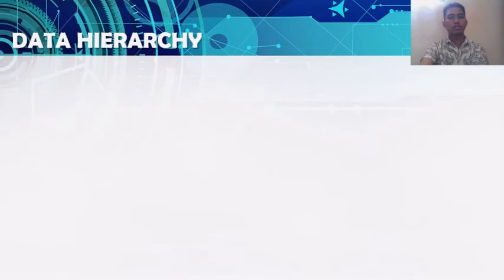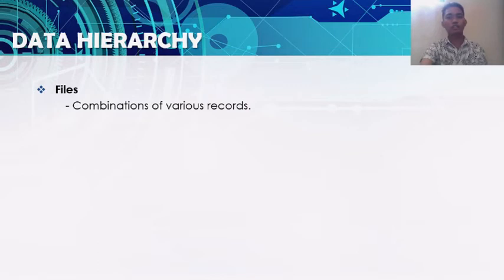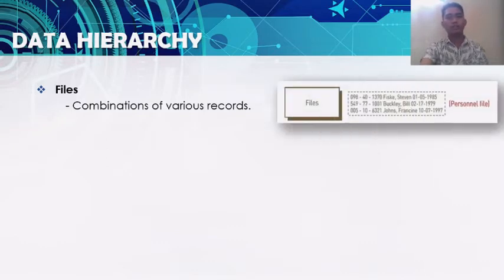Next are the files. A file is a collection of various related records that can be stored on a storage medium such as a hard disk or optical disk. As you can see in the picture, it represents sample personnel files in a particular association or company, and it includes the last name and the first name.